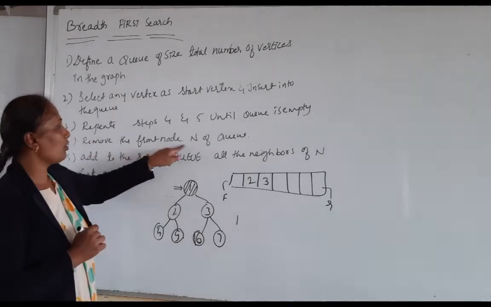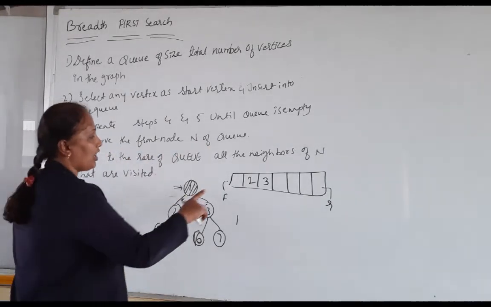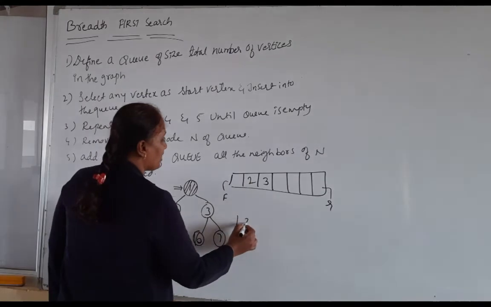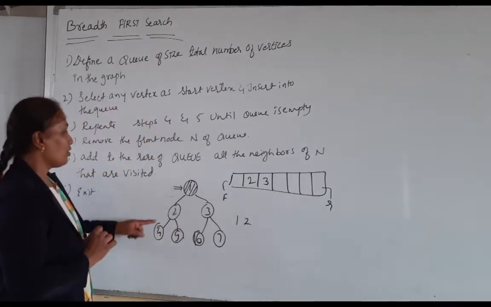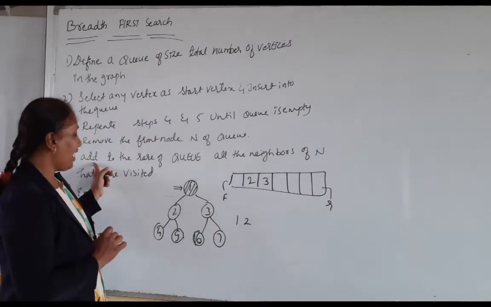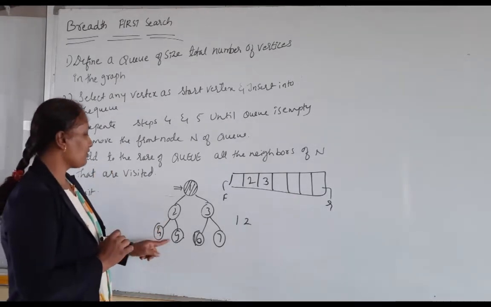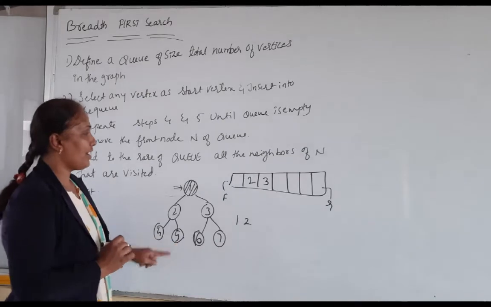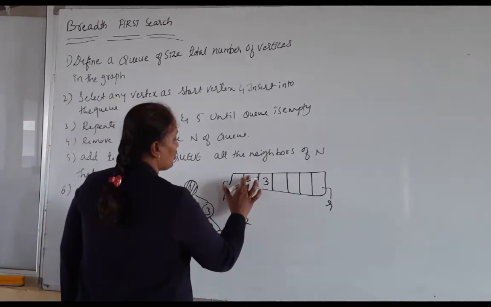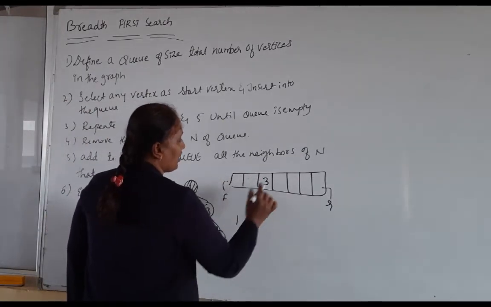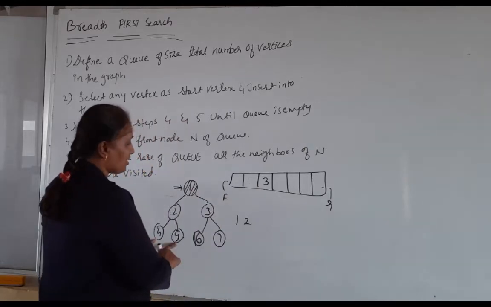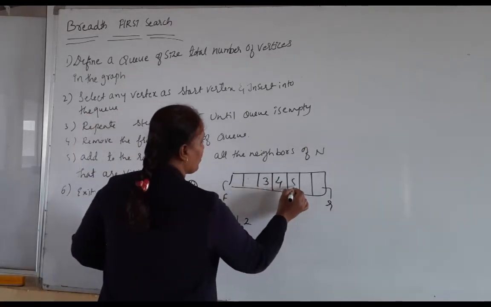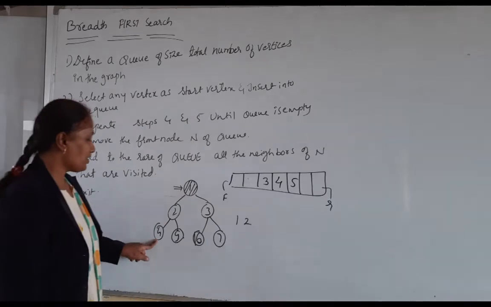Now remove the front node n of the queue. Now I am going to remove the front node n, that is 2. Once I remove that, I am going to add the neighbors of that removed node. So what are the neighbors here? 4 and 5 are the neighbors. So I am going to remove this from the queue. Next, I am going to enter the neighbors of this 2, that is 4 and 5, here.